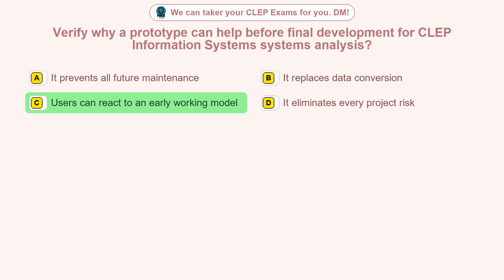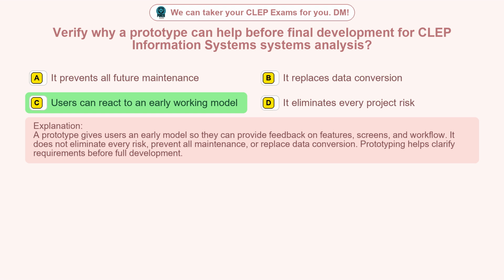The correct answer is option C. Users can react to an early working model. A prototype gives users an early model so they can provide feedback on features, screens, and workflow. It does not eliminate every risk, prevent all maintenance, or replace data conversion. Prototyping helps clarify requirements before full development.